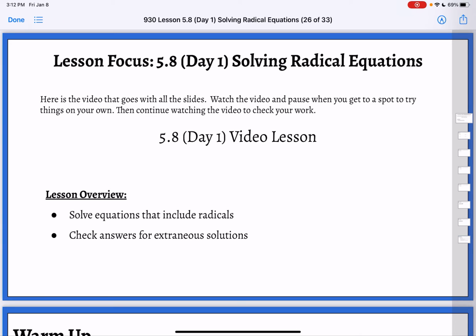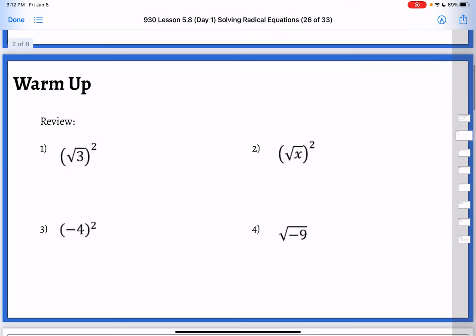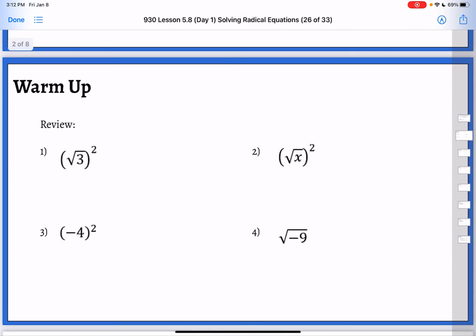And when this happens, we do end up with some possibilities for answers to not actually work. So when you get an answer that doesn't actually work in the equation, we call that an extraneous solution. So we're going to talk about those as well and how to look for them. All right, so just as a warm-up, let's review the opposites here, our square roots and our squared. So go ahead and do these 4 problems as a warm-up.